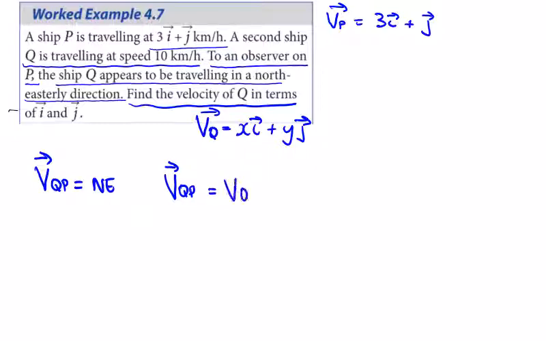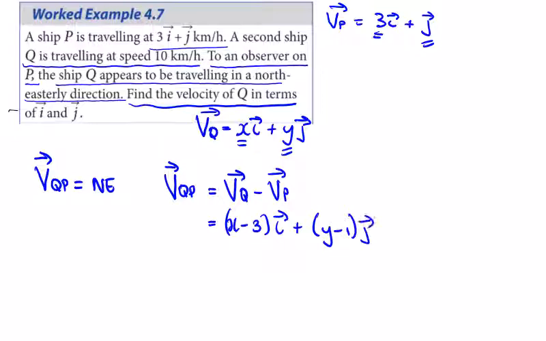So it's going to be the velocity of Q minus the velocity of P, which in this case is x minus 3 in our i direction, and in our j direction we're going to have y minus 1. Because of this northeasterly direction, we can say that x minus 3 is equal to y minus 1, or x is equal to y plus 2, or y is equal to x minus 2.